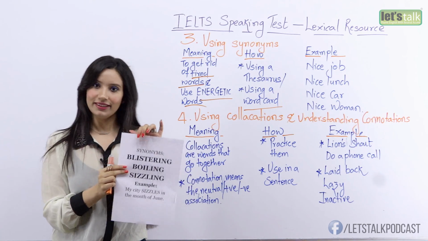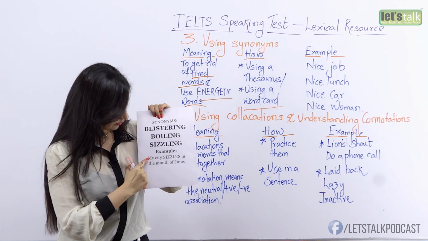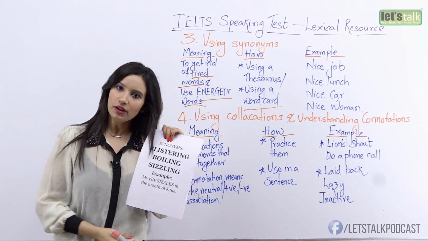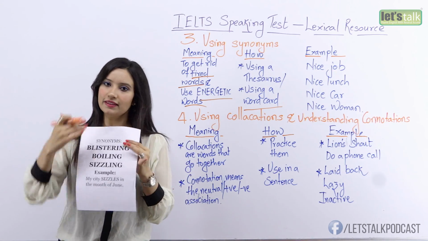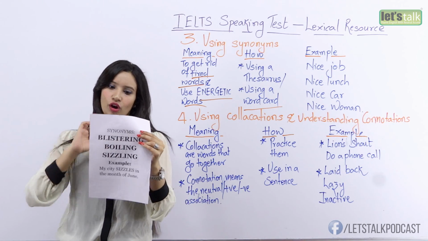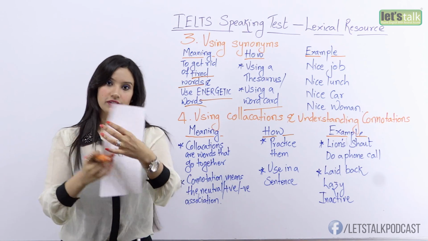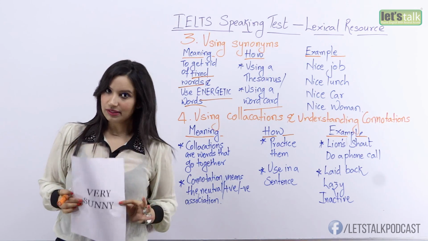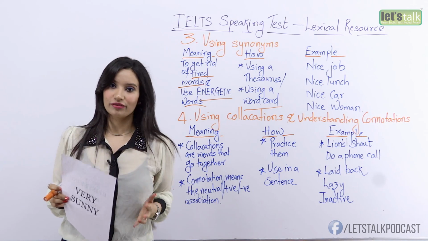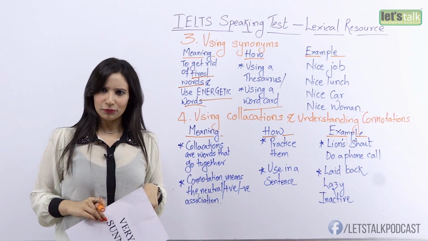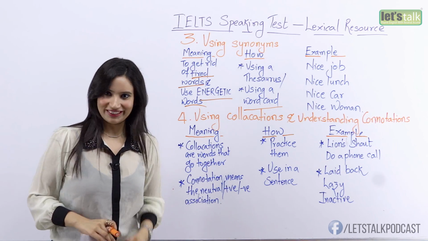You can also write an example if you want to. My city sizzles in the month of June. That would be awesome, isn't it? Sometimes you can see this side and try to guess which word these are the synonyms for, and sometimes you can see the front side and guess the synonyms and test yourself. So that's another way of getting rid of tired words and learning to use energetic words.